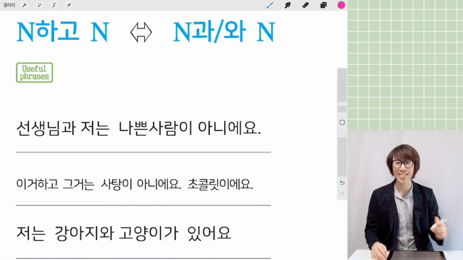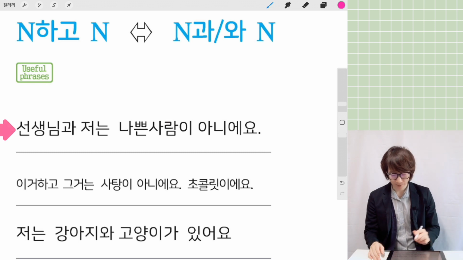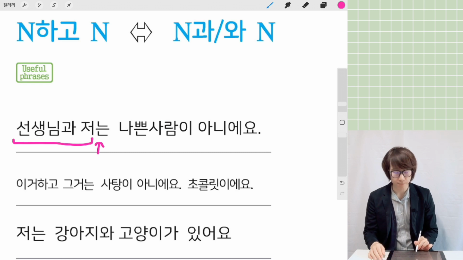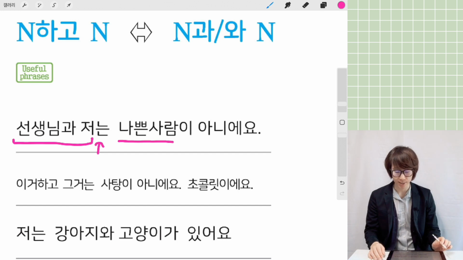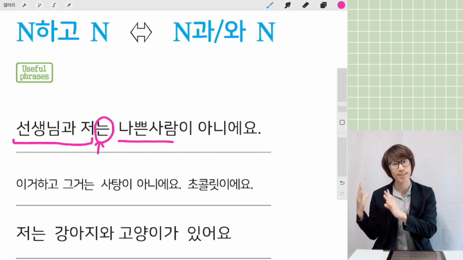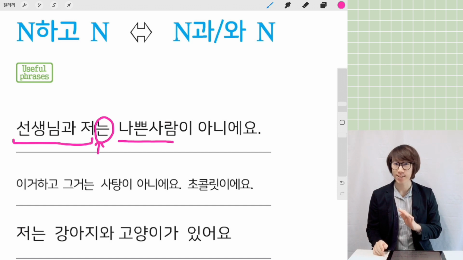So let's practice this grammar noun하고 noun and noun과와 noun in sentences. How can we use this one? First sentence, 선생님과 저는 나쁜 사람이 아니에요. 나쁜 사람 means the bad person. So can you see here? 는 always indicates the subject. So teacher and I, subject. And then 나쁜 사람, bad person. Teacher and I are not bad people.